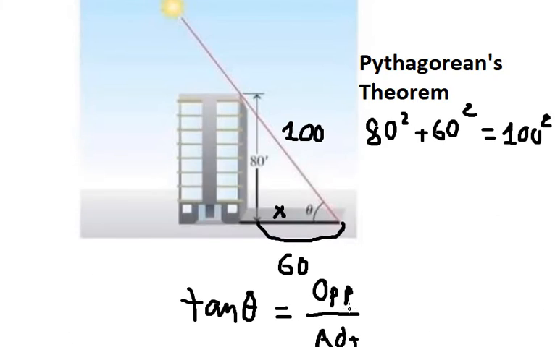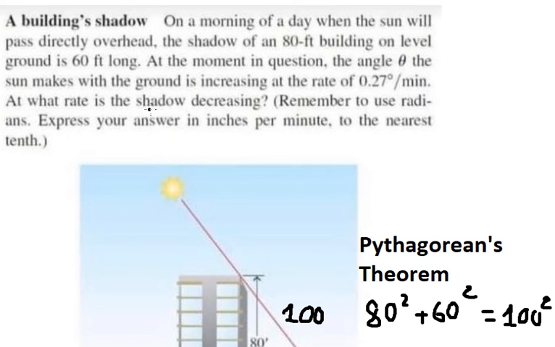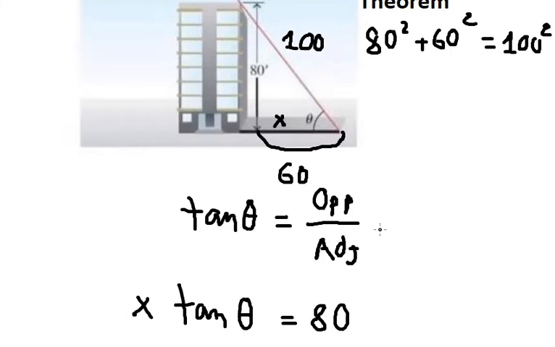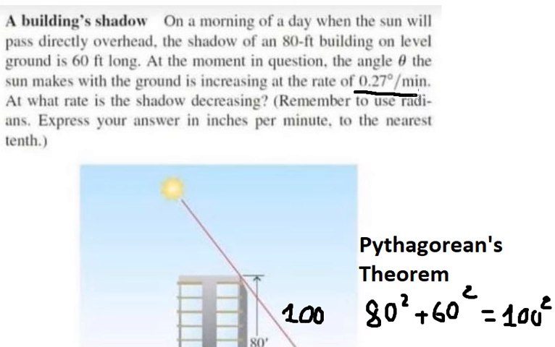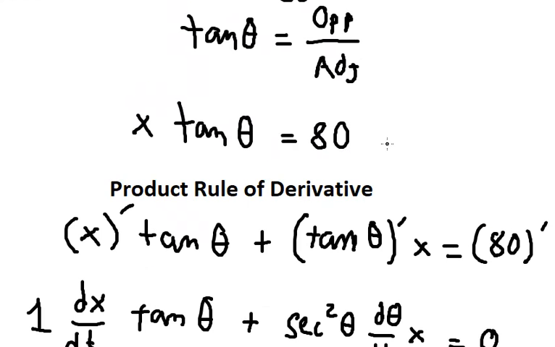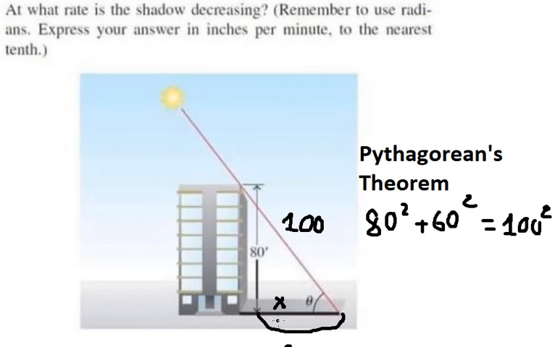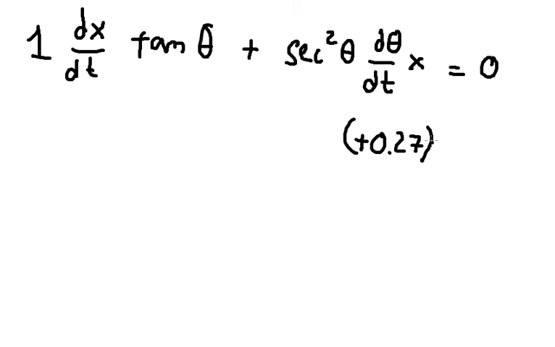Now the question, they want to find the rate of the shadow. So that is ds over dt. We know that this one, they just provided in here. And we know this is increasing, that means we have positive. So this one we have positive 0.27. So at this time s equals 60.